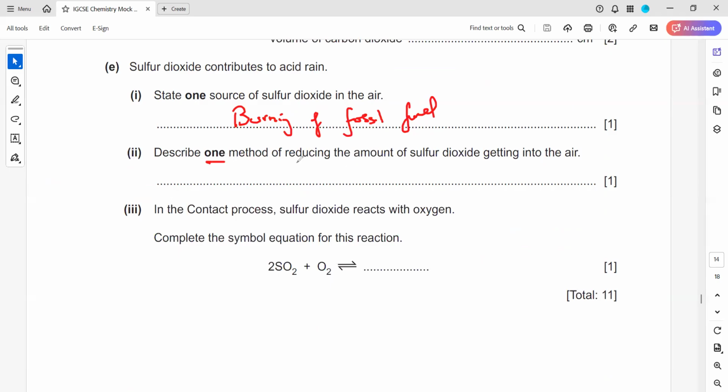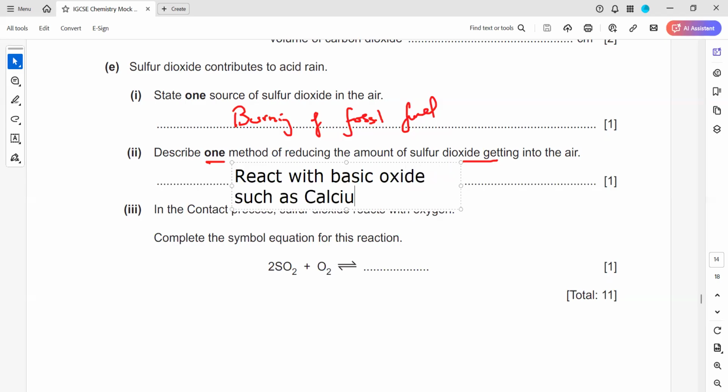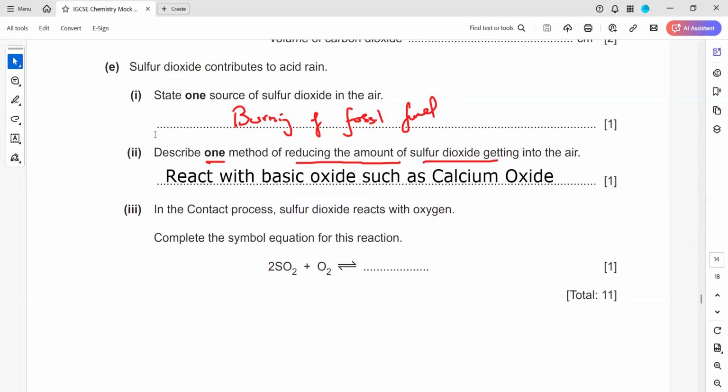Describe one method of reducing the amount of sulfur dioxide getting into the air. We can use any basic oxide, or desulfurization of the flue gases. What we can do is react this with any basic oxide such as calcium oxide. So react with the basic oxide, because sulfur dioxide is an acidic oxide. Acidic oxide can react with the base.